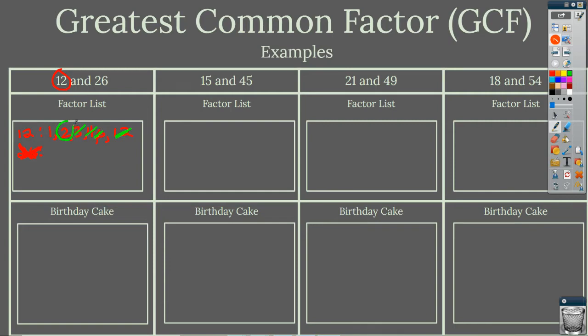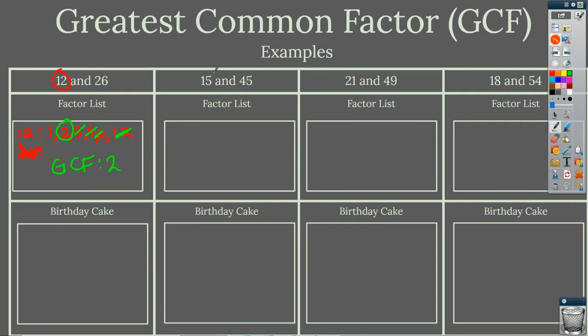So 2 is the greatest number, the biggest number out of all the factors of 12, that will divide into both 12 and 26 evenly. So the greatest common factor of 12 and 26 is 2. That is how you do the factor list, okay? So let's go ahead, and we'll come back to birthday cake in just a minute. Let's go ahead and work through this top row here.